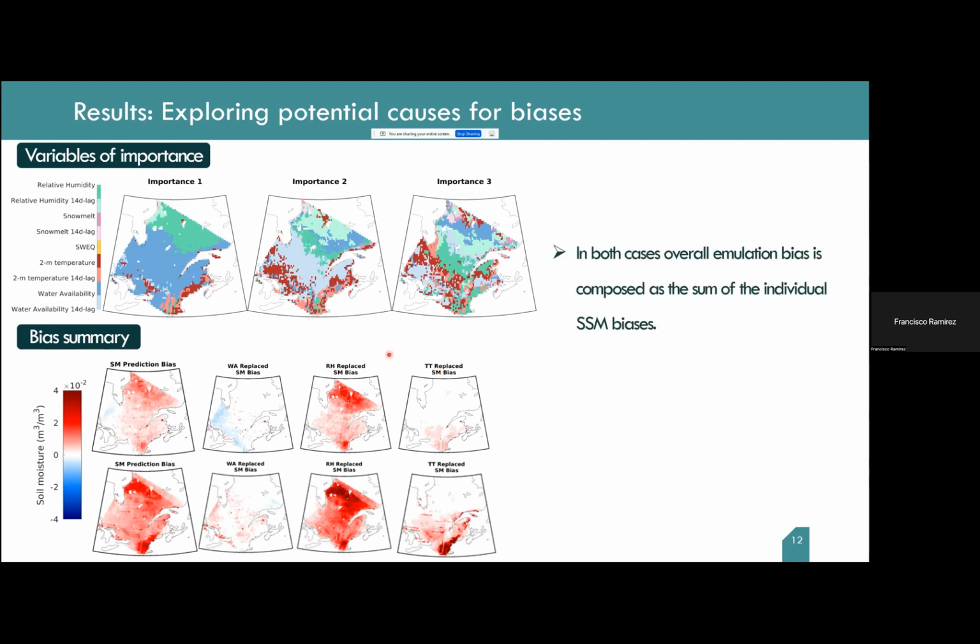Overall, the emulation bias can be composed as the sum of the individual surface soil moisture biases. And the regional drivers of bias match closely the variables of importance analysis. So we see higher bias, for example, of relative humidity here in the north, where relative humidity is important in the model in the north. And same is true for temperature here, showing the impact, in almost the same regions where it's important in the models.